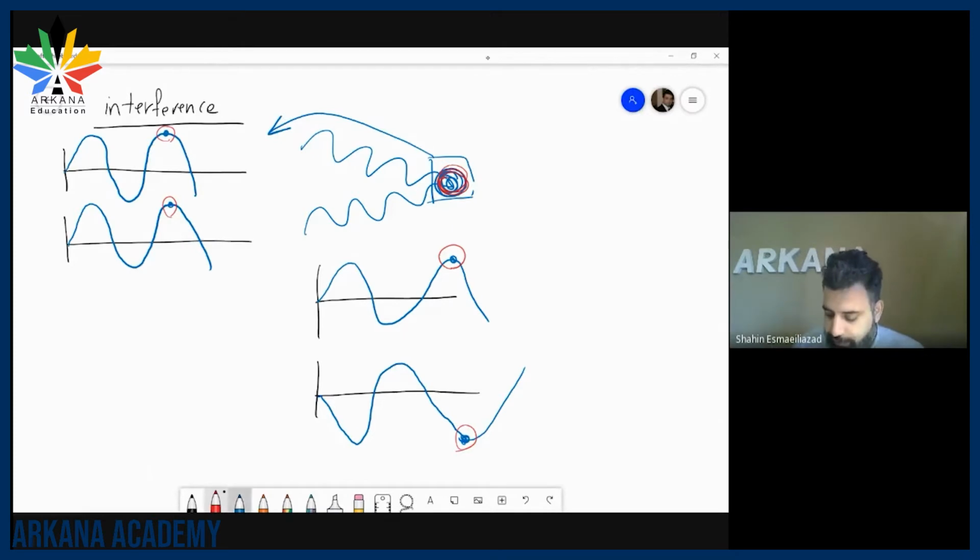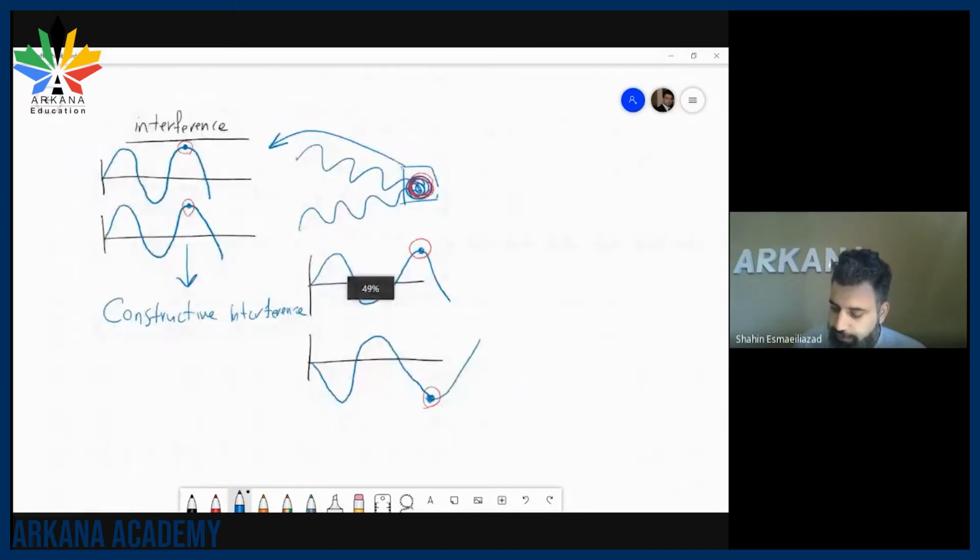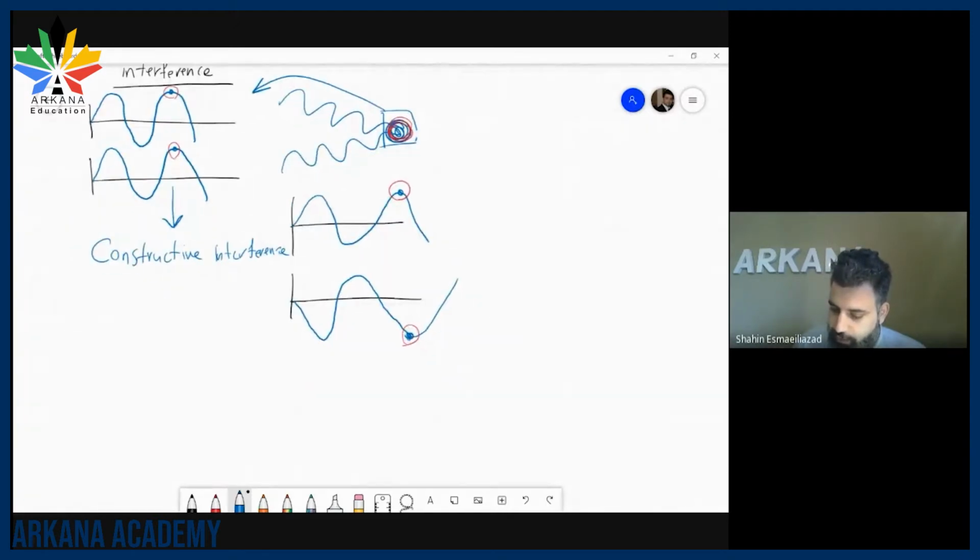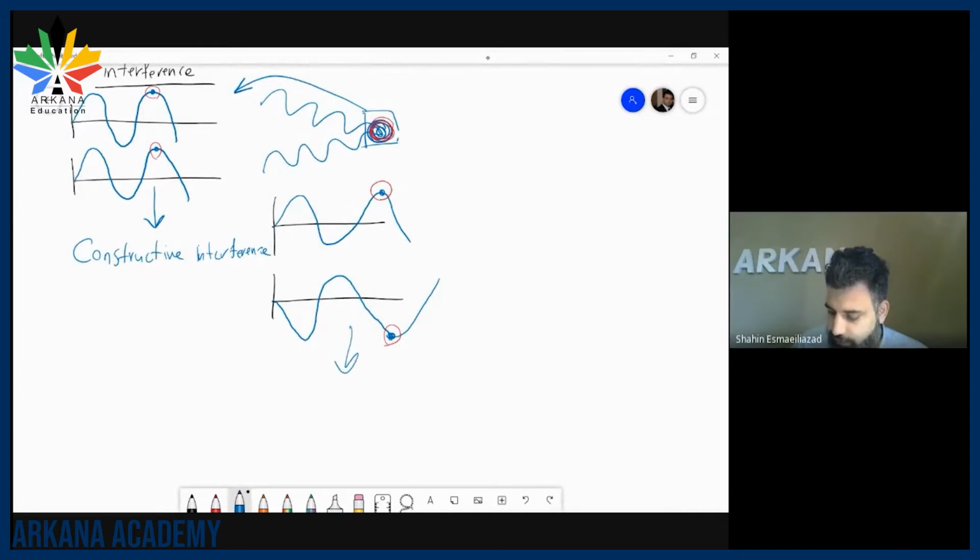And in fact, in these two cases, we will have two different results. If they both happen to be in their maximum, or if they both happen to be on their positive side, maybe not exactly both in the maximum, but still on the positive side, we call this a constructive interference. And when they happen to hit each other, one in the maximum, one in the minimum, we call it destructive.